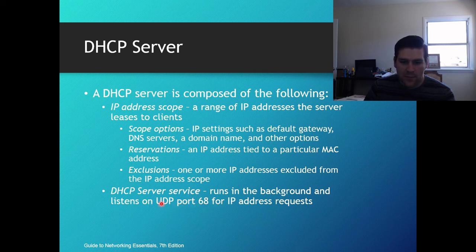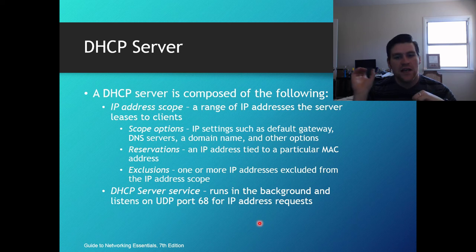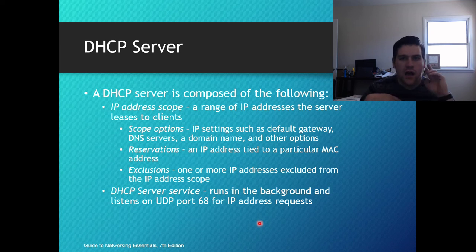So DHCP runs in the background on a DHCP server. It's a service on a server. There's a client service and a server service, right? And they both will run. The client service will request, the server service will reply. But the server service is listening for DHCP requests on port 68, UDP port 68. And if an IP address is requested, it looks at its IP address scope and sends a reply. Okay.